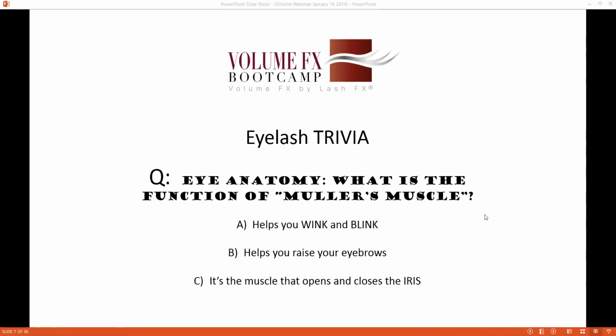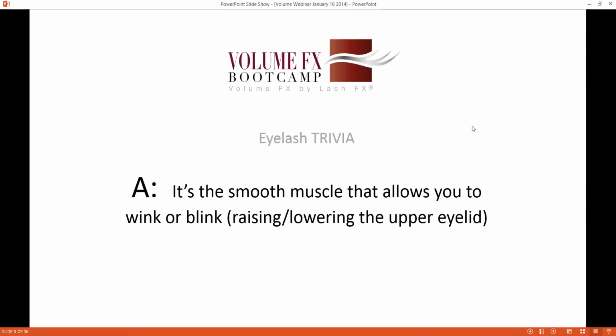What is the function of the Mueller's muscle? Does it help you wink and blink? Does it help you raise your eyebrows, Groucho Marx style? Or is it the muscle that opens and closes the iris? The answer is, it's the smooth muscle that allows you to wink or blink, actually raising and lowering the upper eyelid. So now you know.